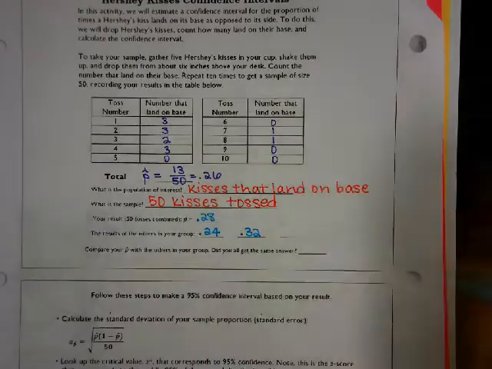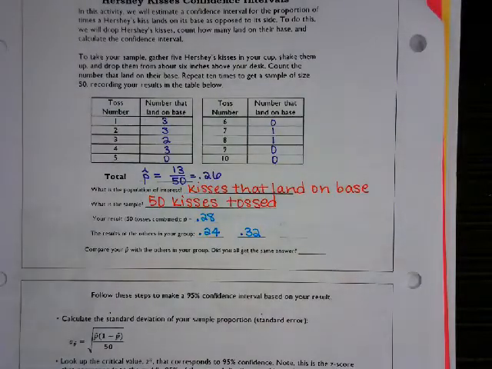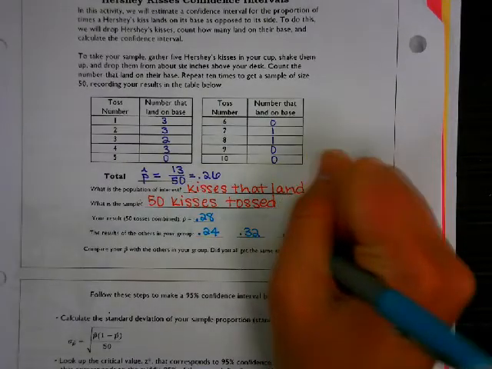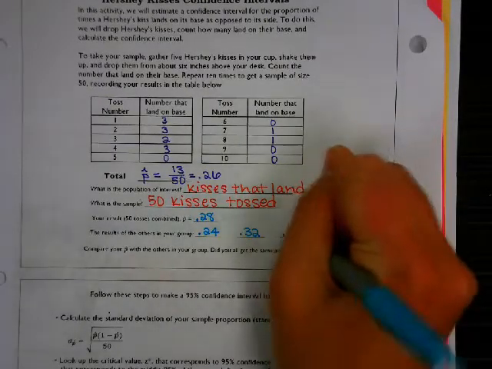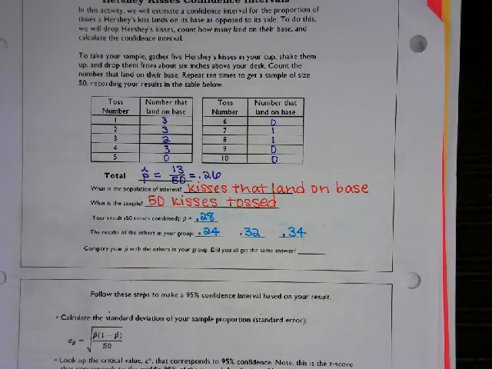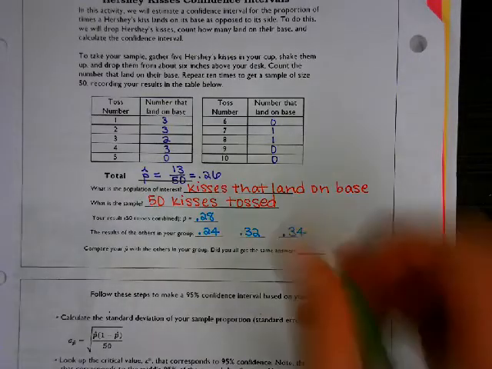And Calvin. 0.34. All right, okay. Did we all get the same p hat? No. Sam and I got the same p hat. Anybody else get 13 out of 50? Amazingly, I didn't call on any of you.